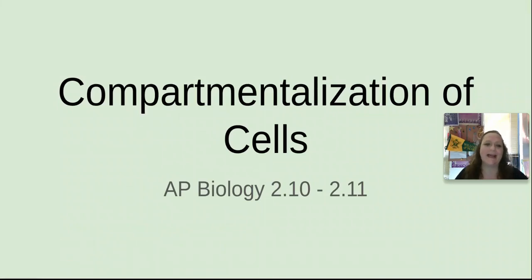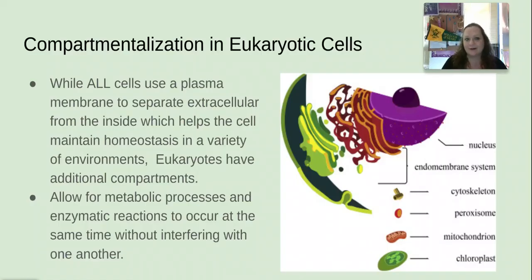Today we are going to be tackling the next installment in the AP Biology series, which is Unit 2, Sections 10 and 11, Compartmentalization of Cells. Eukaryotic cells are really fascinating. They are compartmentalized in such a way that eukaryotic cells are able to have several enzymatic reactions occurring at the same time without those reactions interfering with one another.